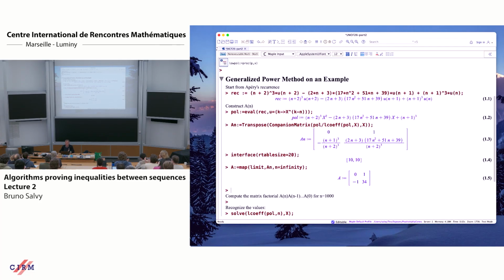So this is the limit matrix, but we are not interested in the limit matrix. We're interested in the matrix factorial. So let's start with, let's call M the value of, say, A_n when n is 0.